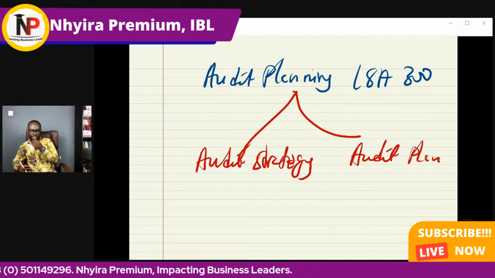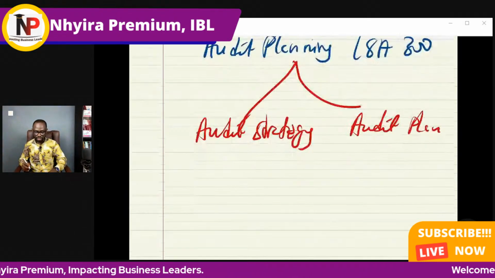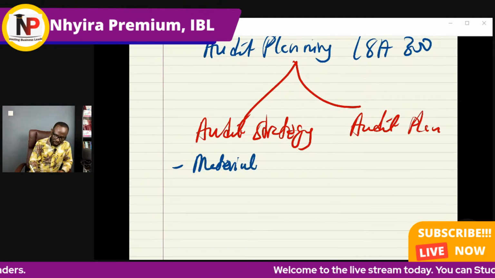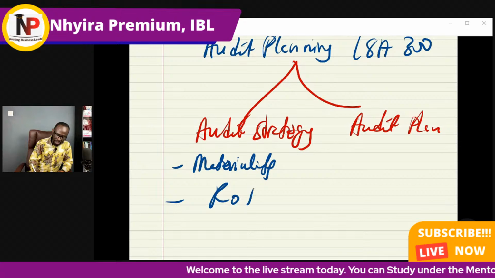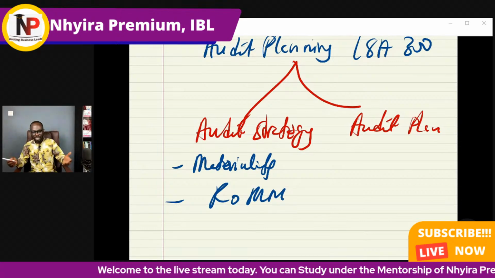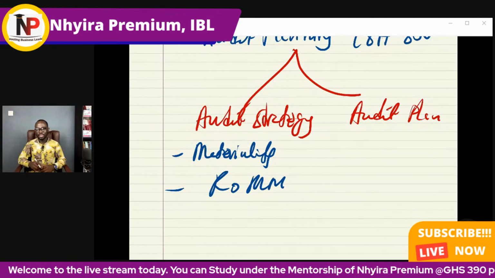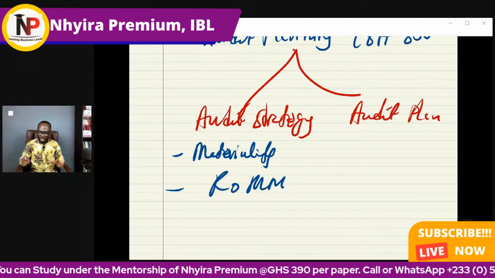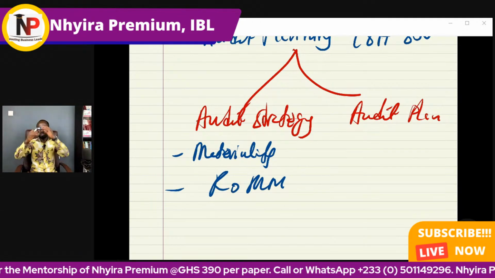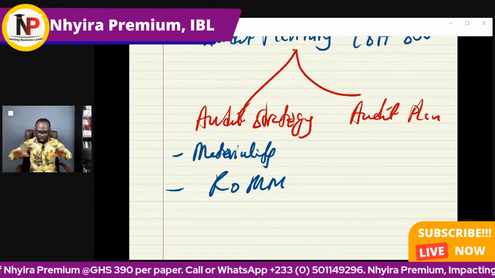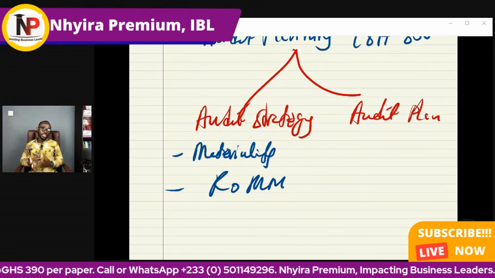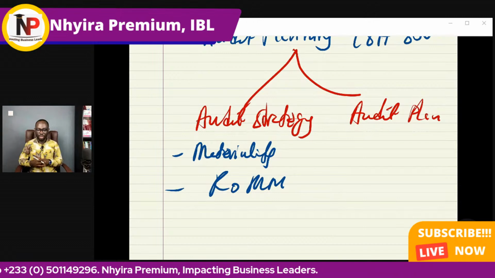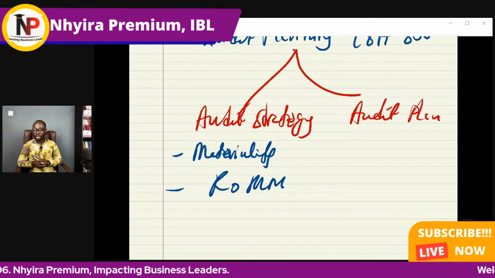Because this is where you determine various things you need to understand, looking at the issue about materiality, the issue about risks of material misstatement, and the approach that you are going to be using for the audit and all that. Then the audit plan has to do with what you will do when and how you carry out what. So audit strategy is the how. Audit plan is the stages that you are going to be following in carrying out the work.